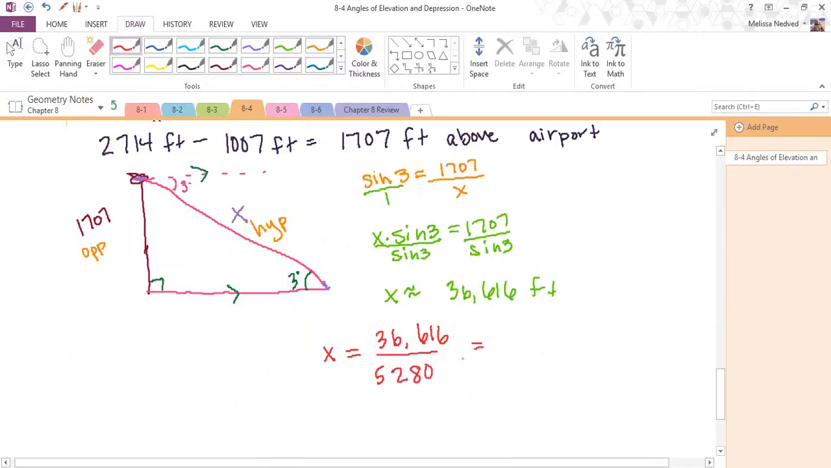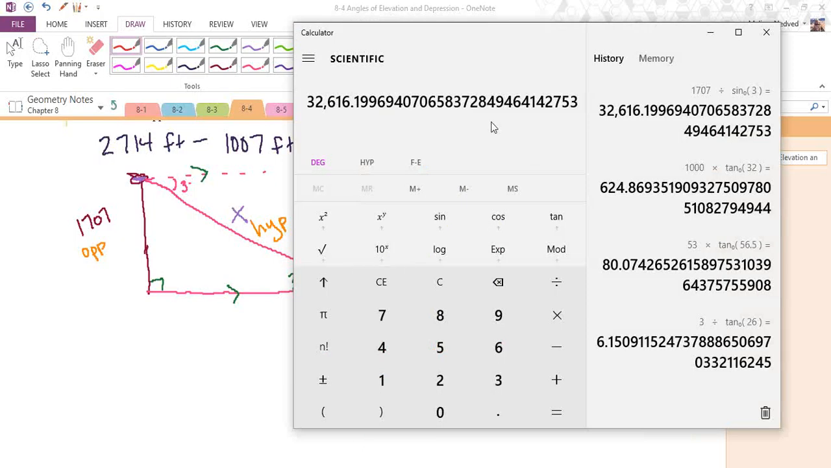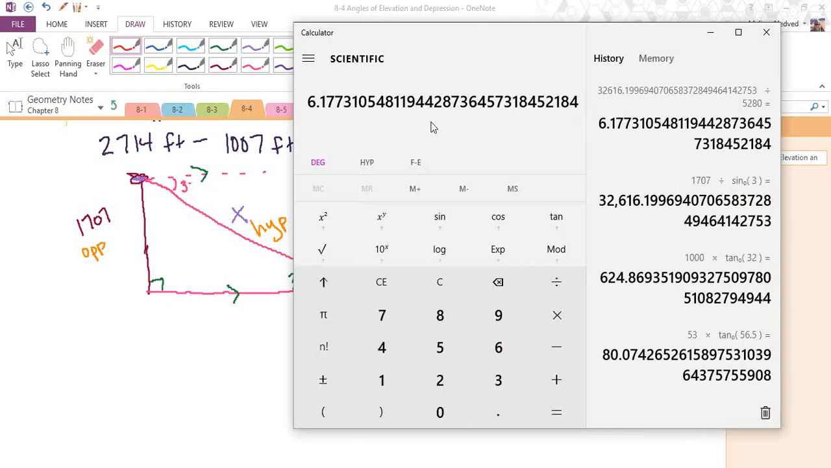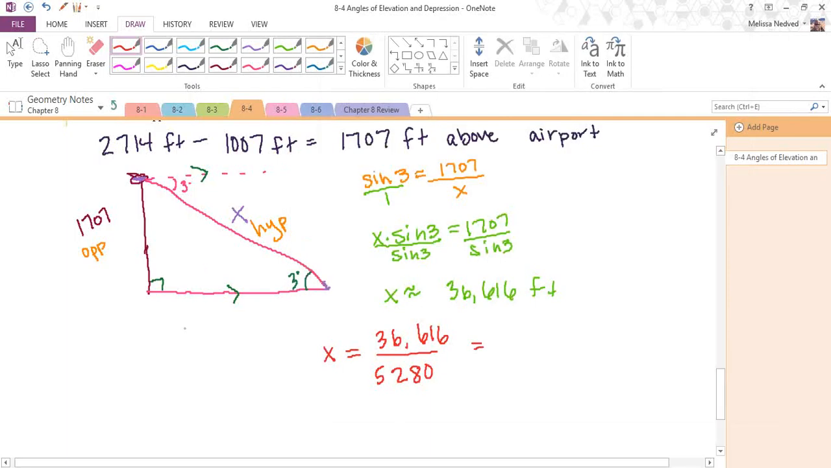So I'm going to take that value of x that I found in feet, divide it by 5,280 to get my answer in miles. So the nice thing about this calculator I have is if I just click divide right now, it's going to take that full answer as it was. Try not to round in this step until the very end if you can. So I'm going to take that, divide it by 5,280, and now it wants me to round to the nearest 1/10 of a mile. My plane is approximately 6.2 miles from the airport when it begins its descent.